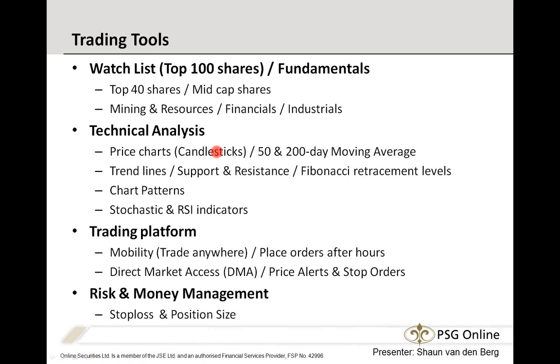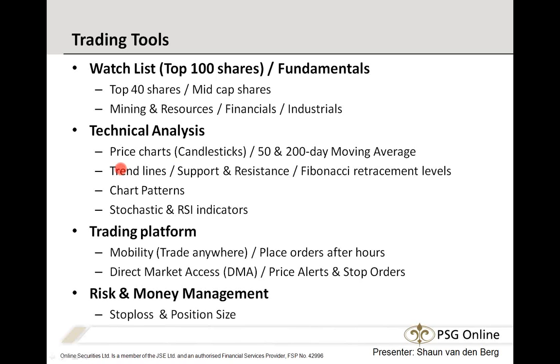Obviously I can use other indicators and other shorter-term moving averages to help me make a more informed decision. So price charts are my primary indicator. Then I use things like trend lines, support and resistance, and then Fibonacci retracement levels. These are used as tools to help me get in and out. We talk about entry and exit points. So that's what I use as an entry level.